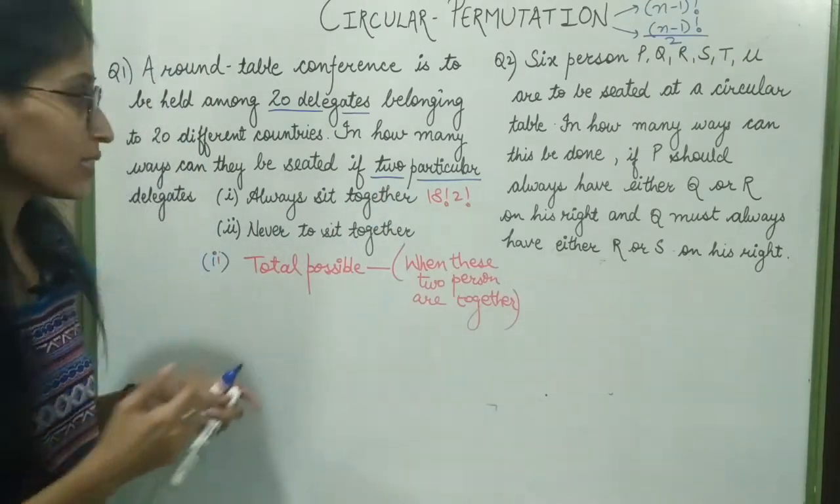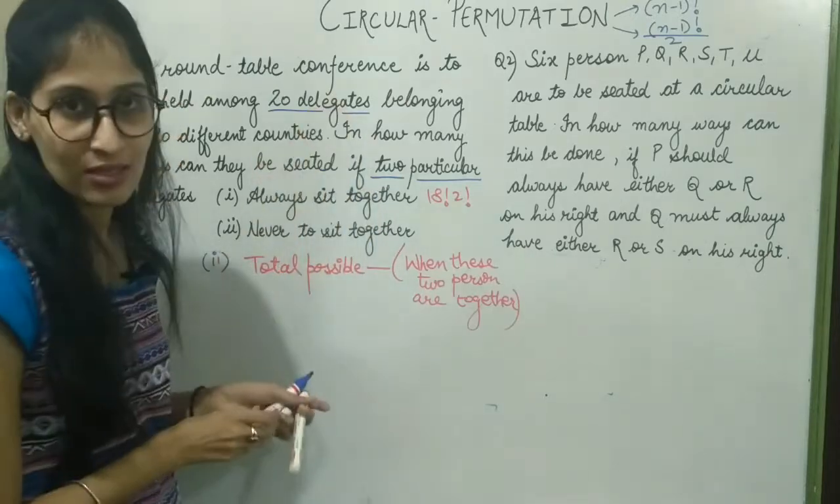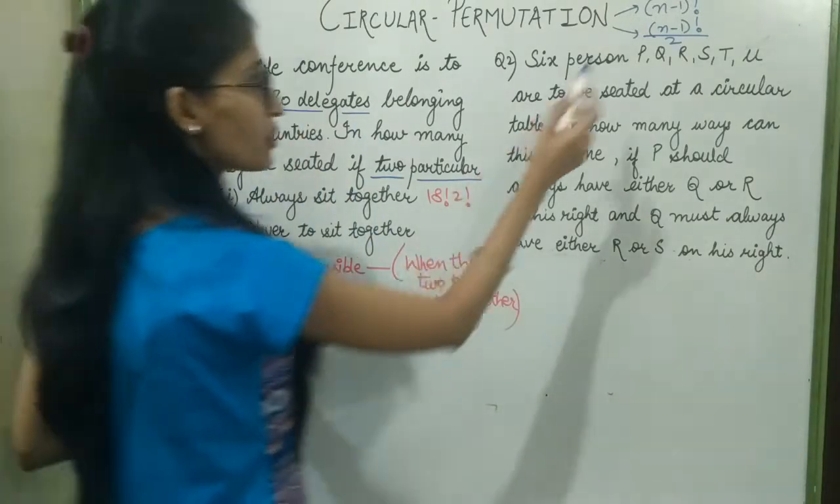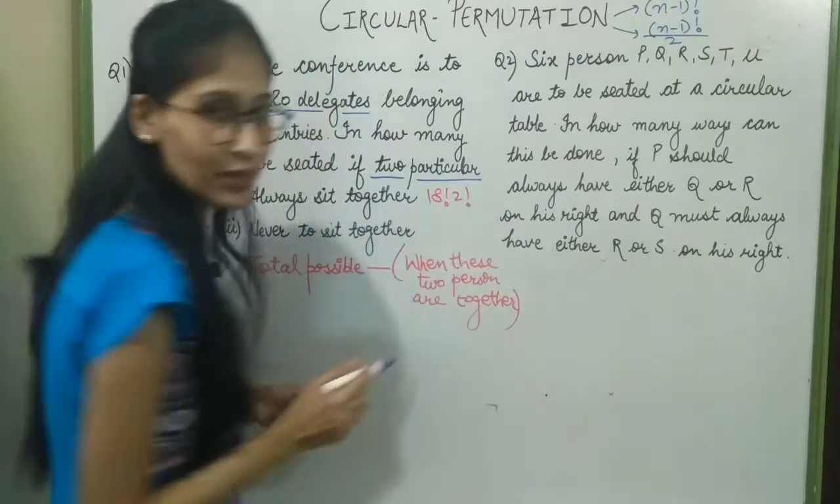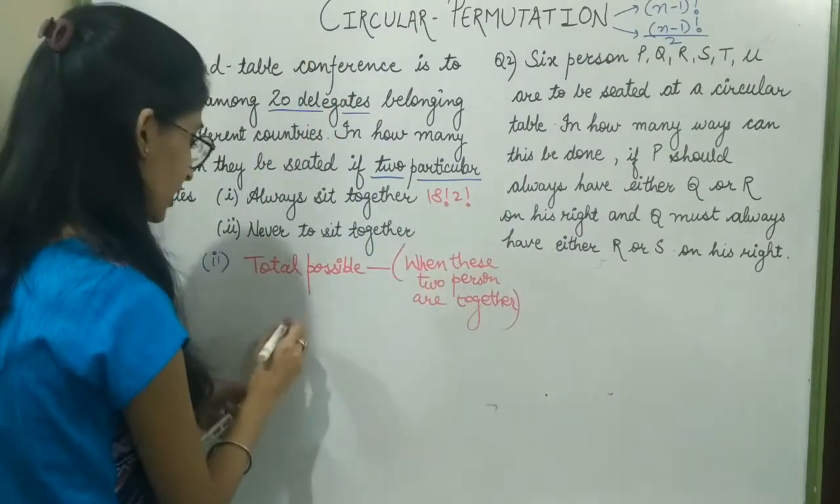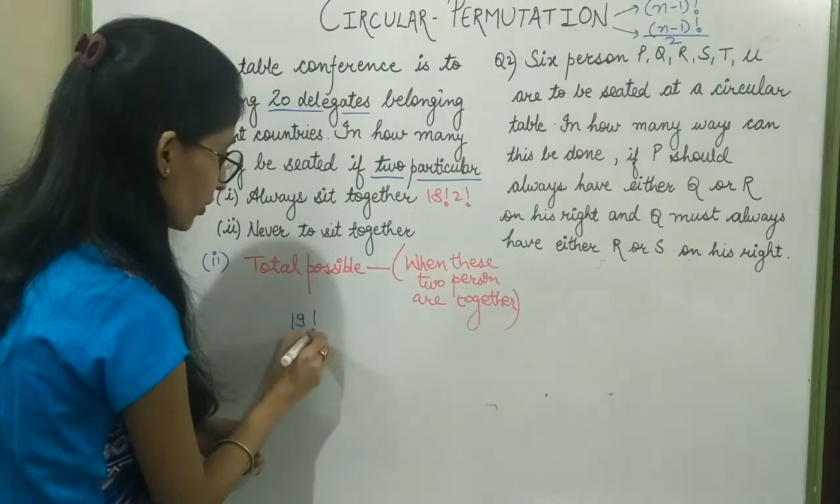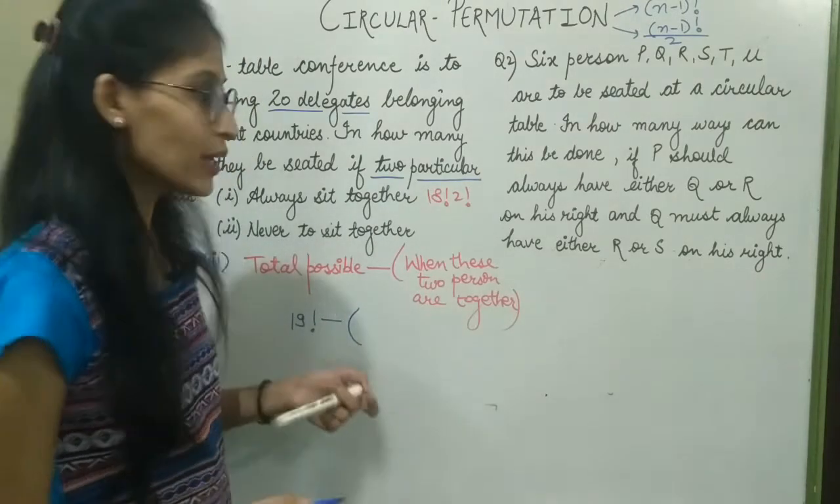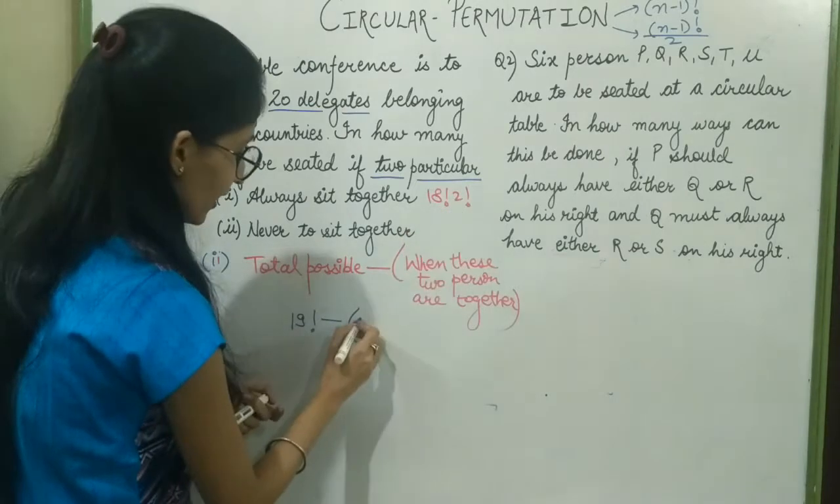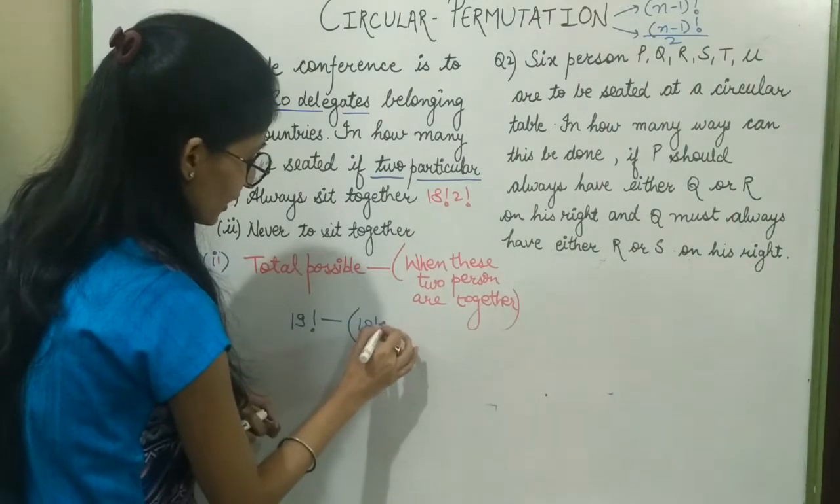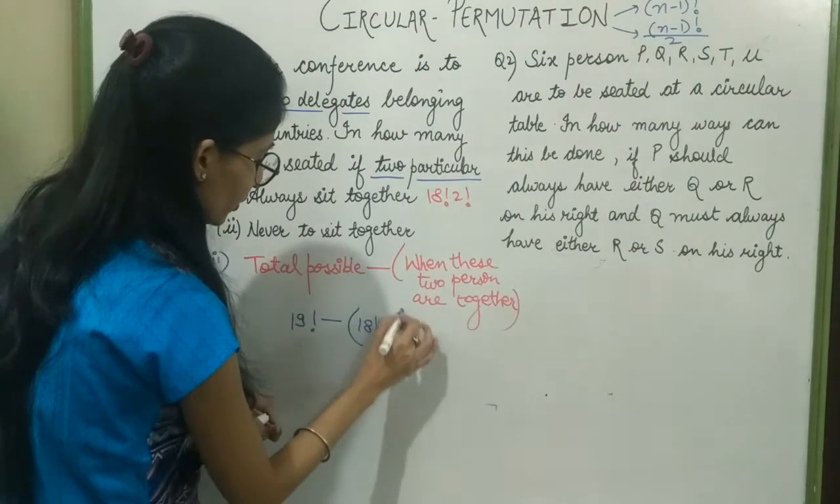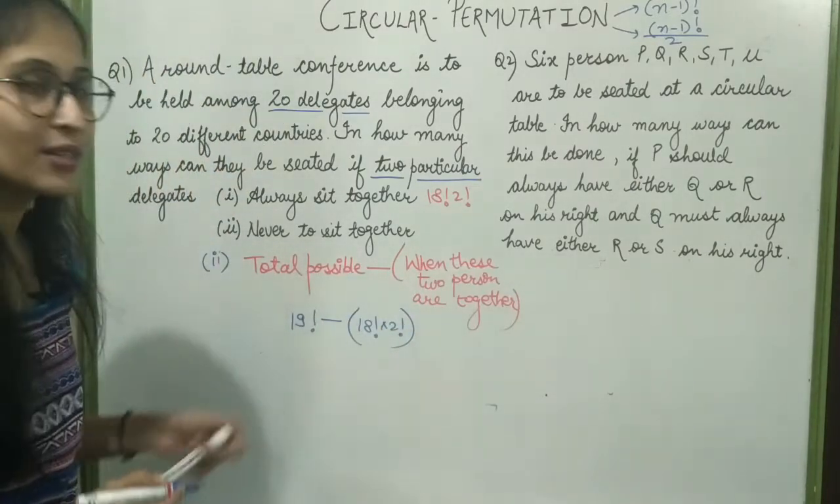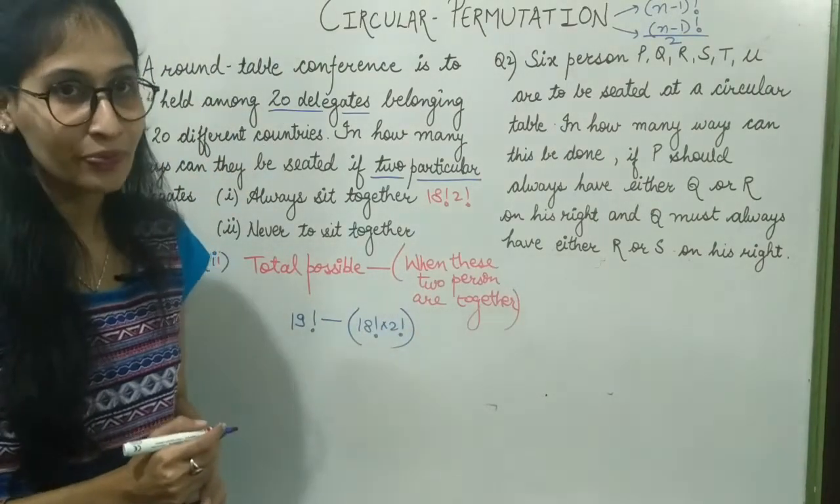So I have to seat 20 persons. So the total possible arrangement is n minus 1 factorial. So the total possible arrangement is 19 factorial, minus the cases when these two are together, that is 18 factorial multiplied by 2 factorial. So this is the answer for part 2.